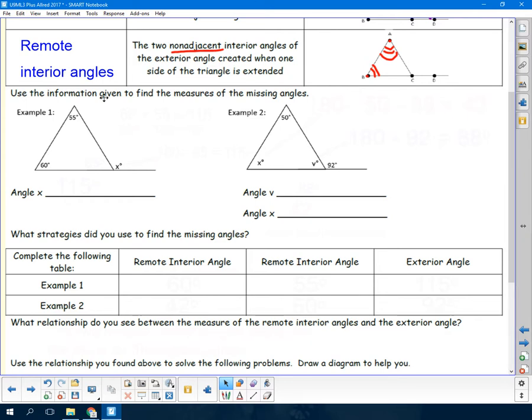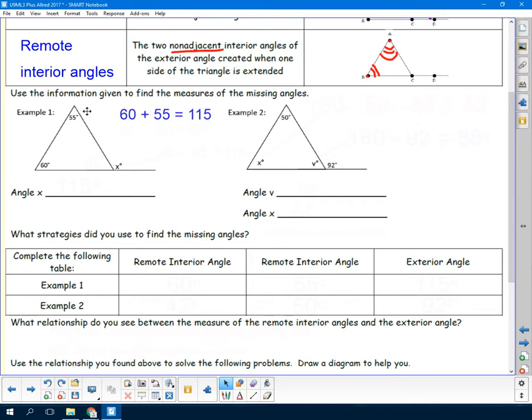If I was trying to solve for x right here, instead of solving for x from the beginning, let's try to solve for this angle first. That'll help us solve for x because we know that x and that inside angle are going to be supplementary to each other. Let's figure out what this angle is on the inside of the triangle.